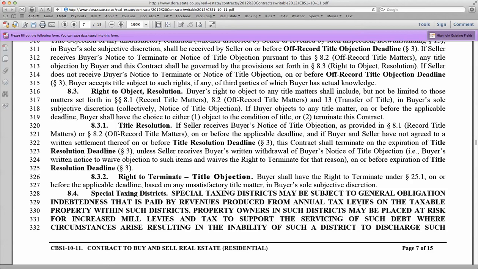8.4, special taxing districts. If the property falls in a special taxing district, the buyer does have the right to terminate the contract as well, as they cannot opt out of paying the special taxes.